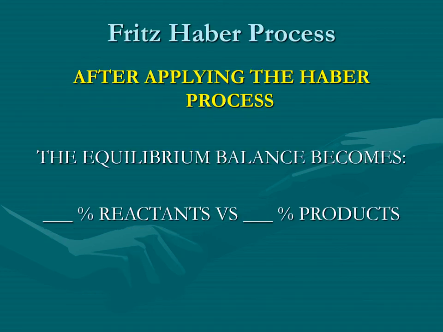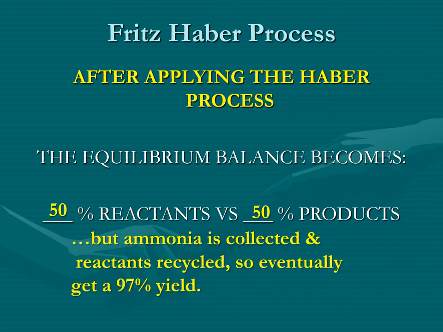After we do all this, guess what? We now have an equilibrium balance of 50% reactants and 50% products, and we indeed increased the amount of products. In fact, in this particular process, since they collect the product and the reactants are recycled, they eventually get a 97% yield, which is pretty remarkable when you go from a 1% to a 97% yield.